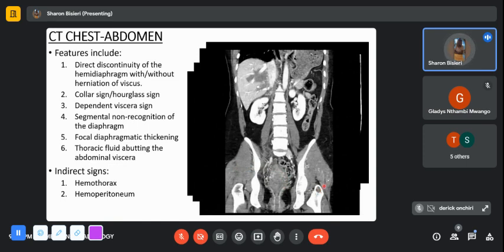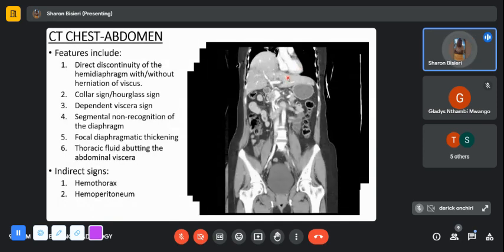So next, we have this coronal reformat, and it's post-contrast in the portovenous phase. What you can see here is a dependent visceral sign. We have a ruptured left hemidiaphragm. We can see this portion of the diaphragm that is thickened, and immediately medial to it, we can see the stomach that is herniated into the left hemithorax. We cannot appreciate very well the medial aspect of the left hemidiaphragm here.